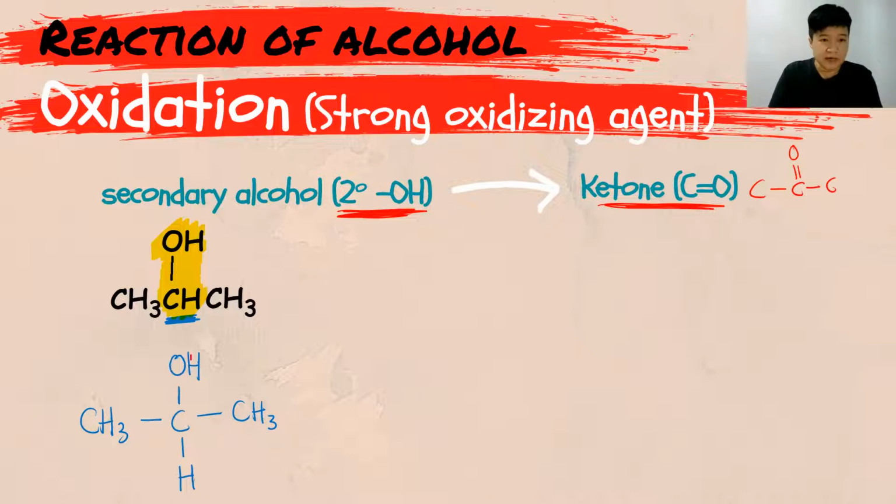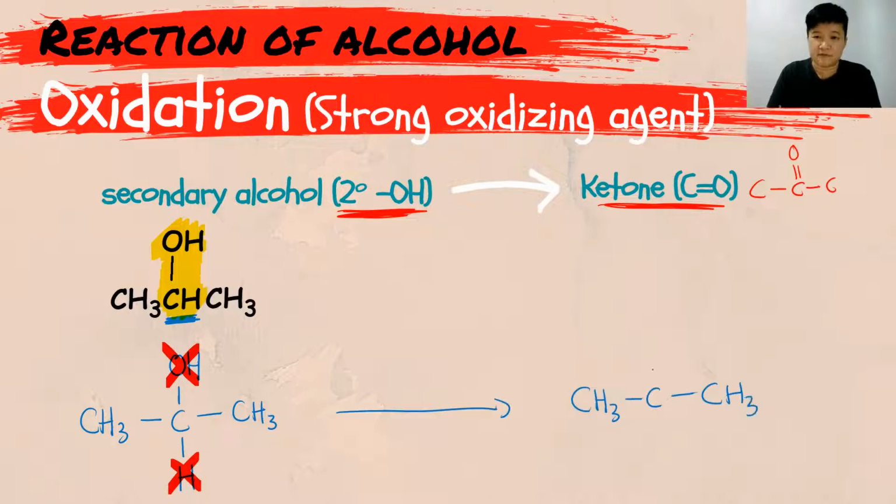Okay? And next, we are going to remove the OH and the H, and replace by what? You have 2 bonds right now. You remove OH, you remove H, so you have 2 bonds. We replace the bonds with double bond O. So everything remains, but you remove the OH, you remove the H, replaced by double bond O.